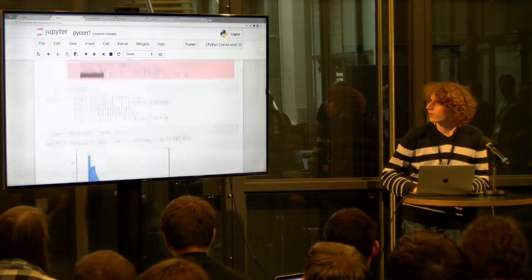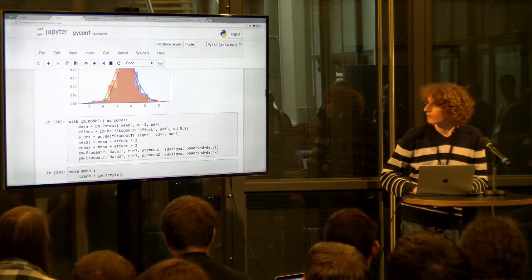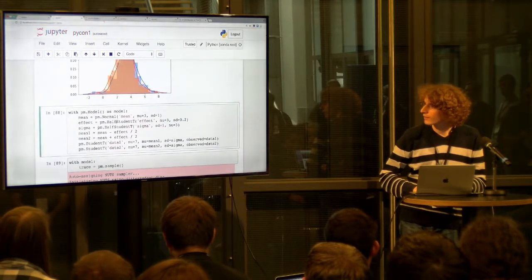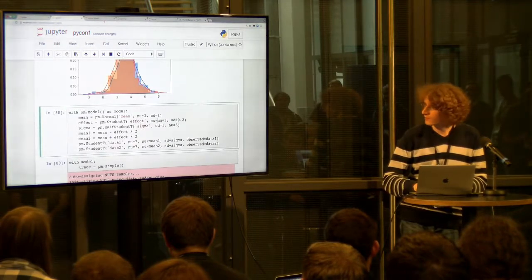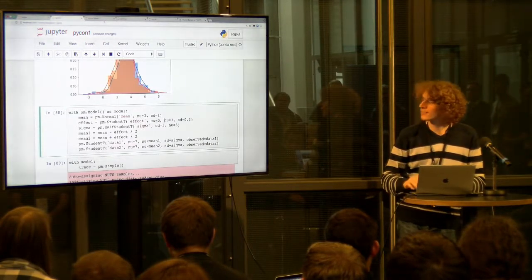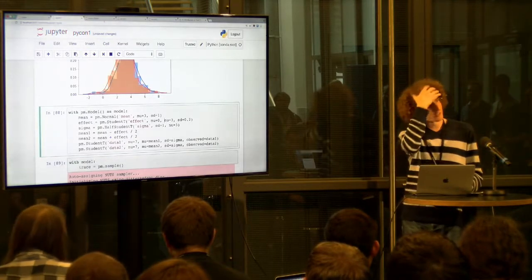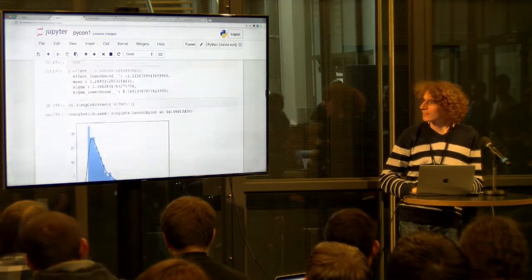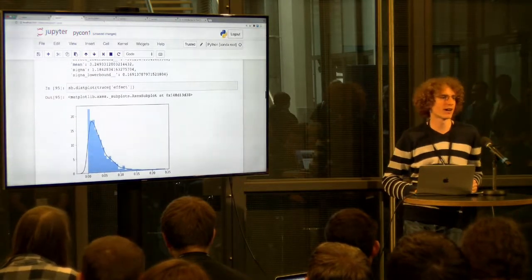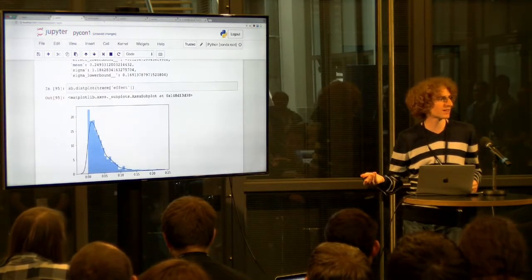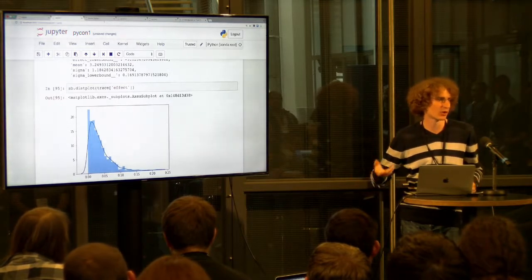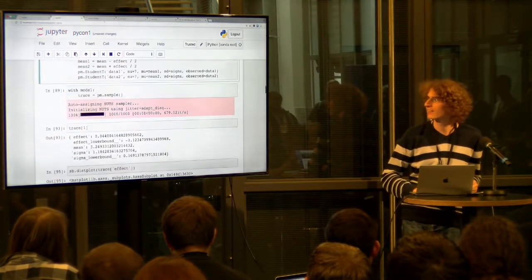Oh, did I? Live coding is very dangerous. So basically I said the effect has to be positive in the model, so it only included positive values for the effect. That's kind of how I said, okay, the data was generated, so it only gave me explanations that had that.